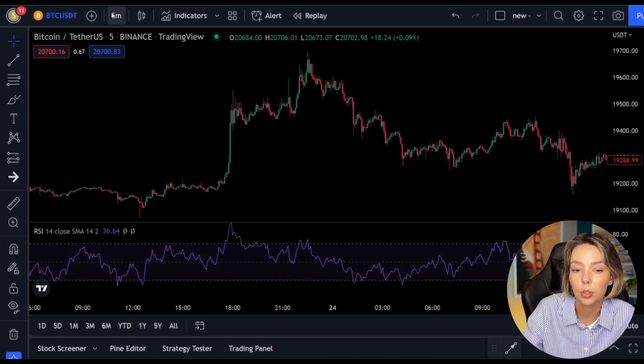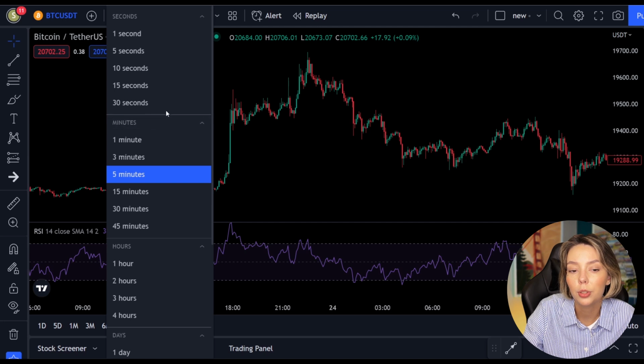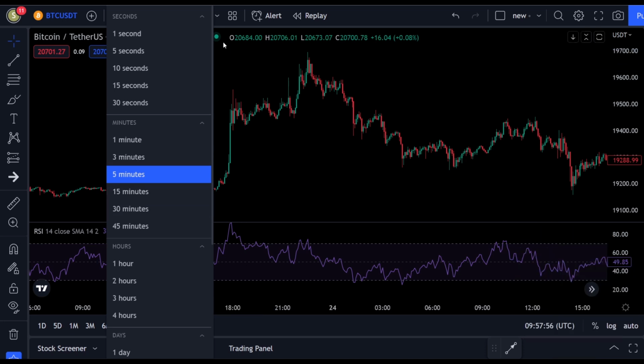The beauty of this strategy is that it can be applied to any time frame. I'm now on the 5-minute time frame, but you can also use the 1-hour time frame or even the 4-hour time frame. This makes it convenient to execute the strategy while working or studying.